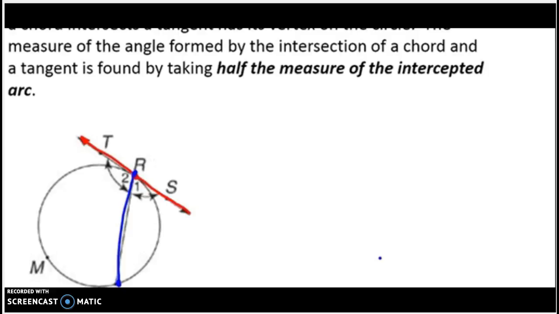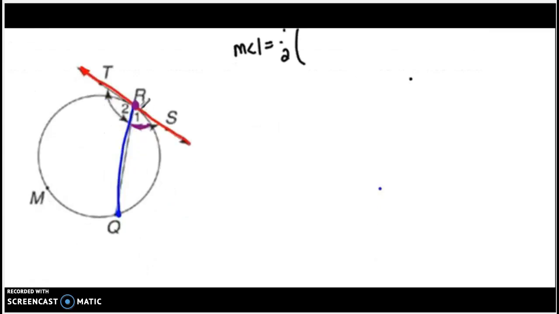Now take a look at this. This is kind of neat and it ties back to what we did a couple days ago. Notice that this vertex here, angle 1, has a vertex that's on the circle. And anytime we have a vertex that's on the circle, the degree measure of the angle is always going to be equal to half of the intercepted arc. So the measure of angle 1 is going to be equal to half of the arc that it intercepts. Going around the circle, that arc is from point R to point Q. So half the measure of arc RQ.